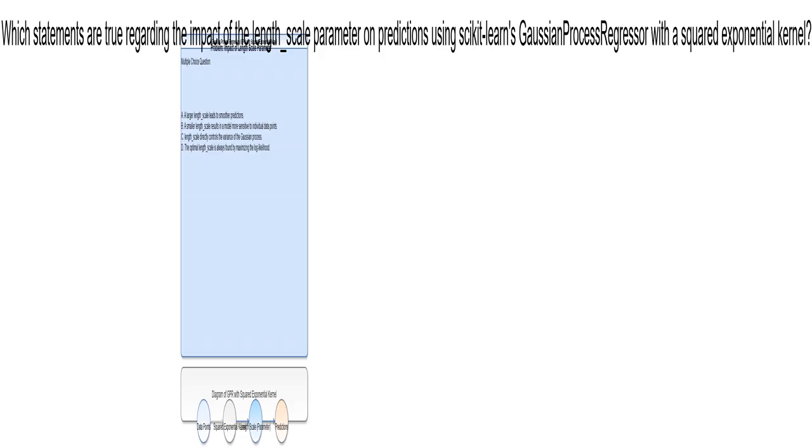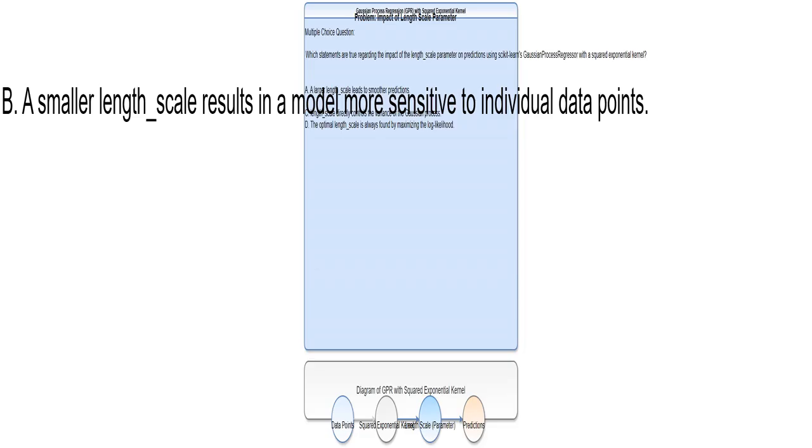A larger length scale means the model considers points far apart as more similar. This results in smoother curves because the model averages out local variations. Think of it like drawing with a broader brush. You get smoother lines. With a smaller length scale, only nearby points strongly influence each other.